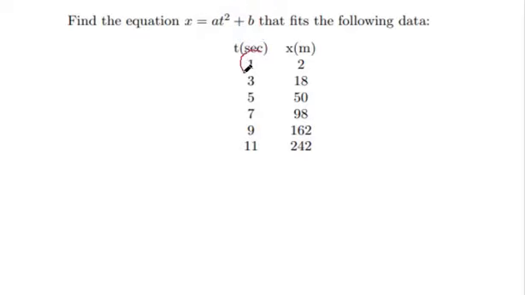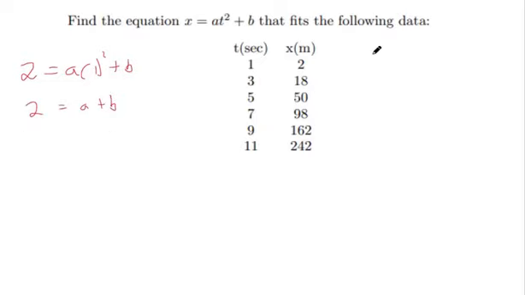Okay. If I plug in 1 in for t and 2 in for x, then I've got 2 equals a times 1 squared plus b. And if I simplify that a bit, I get 2 equals a plus b. There's two different letters in that equation, so I actually can't solve right now.